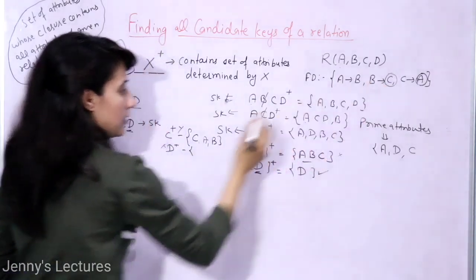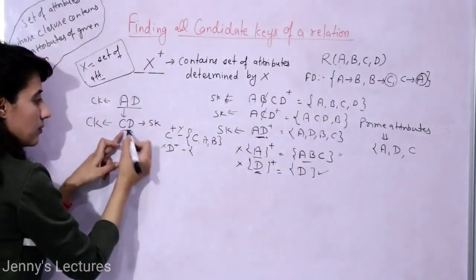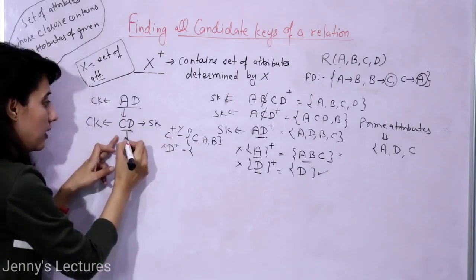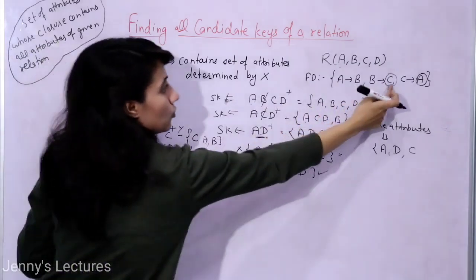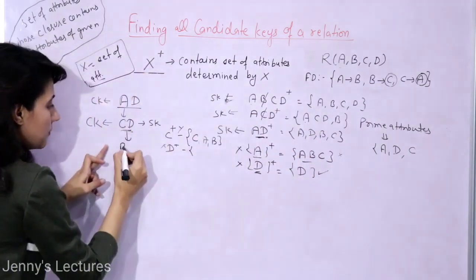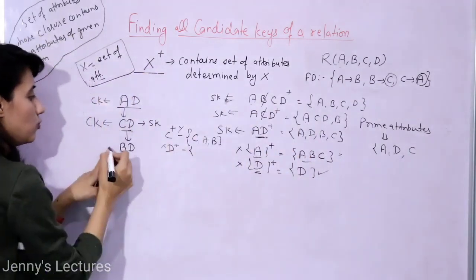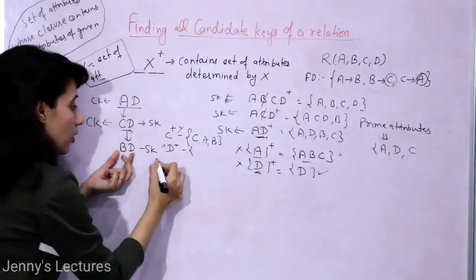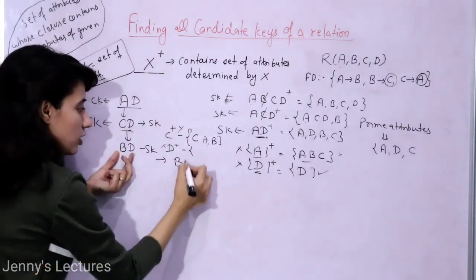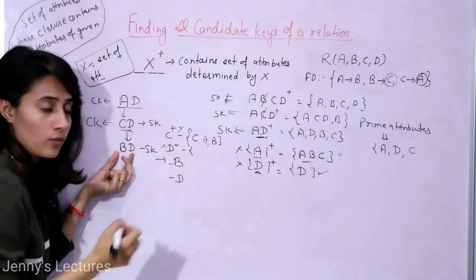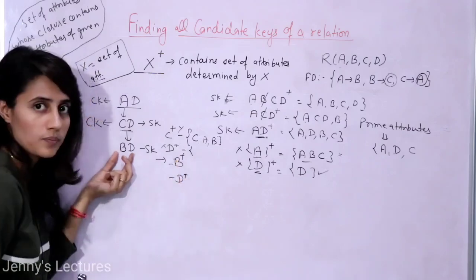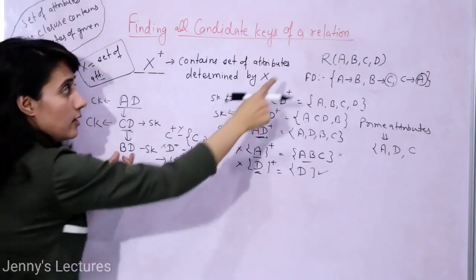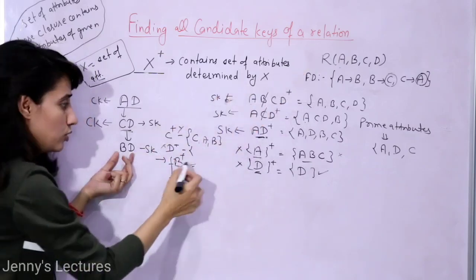B can determine C. So whatever candidate key you got previously, in the place of C you can replace it with B. Now B and D, this is what? Super key. I'm not saying that this is a candidate key. Now the proper subsets are B and D. Now check whether these are super keys or not. How to check? Find the closure. But the closure of these would not contain all the attributes, so these would not be super keys.